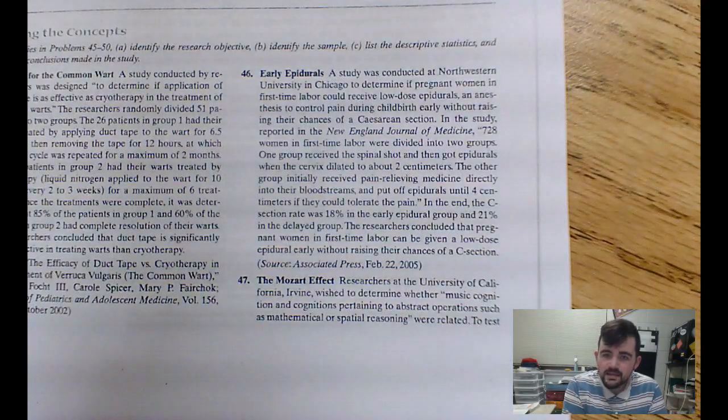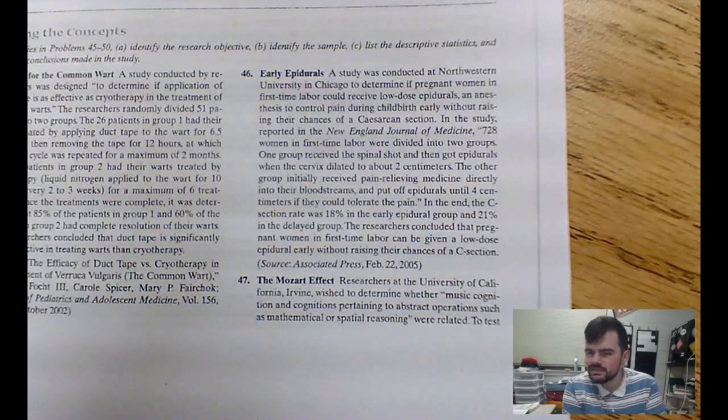In the end, C-section rates were 18% in the early epidural group and 21% in the delayed group. The researchers concluded that pregnant women in first-time labor can be given a low-dose epidural early without raising their chances of having to have a C-section.